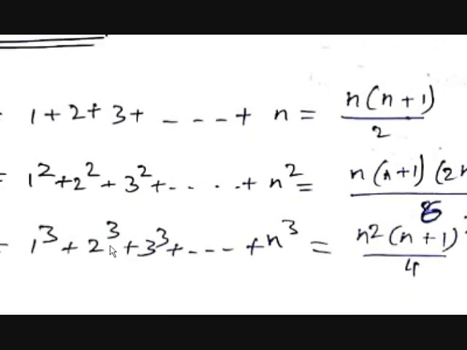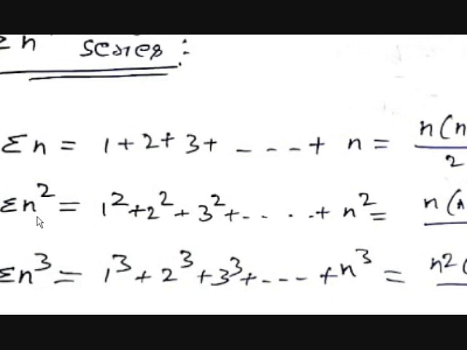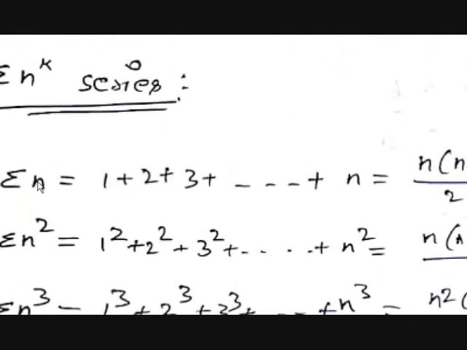Similarly, if we take 1 cube, 2 cube, 3 cube, 4 cube, the fourth terms will be constant. So for summation of n square, we will use n cube, since the third difference is constant. We will take n plus 1 whole cube minus n cube. For n cube, we'll take n plus 1 whole power 4 minus n power 4. For n, we can simply take n plus 1 whole square minus n square.